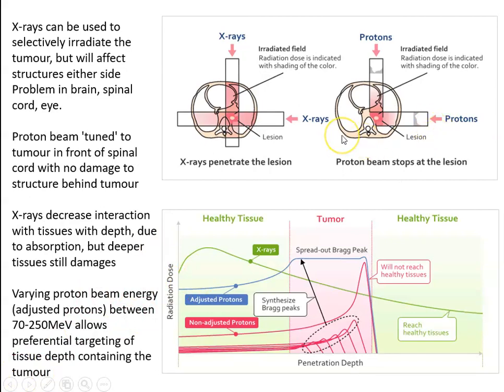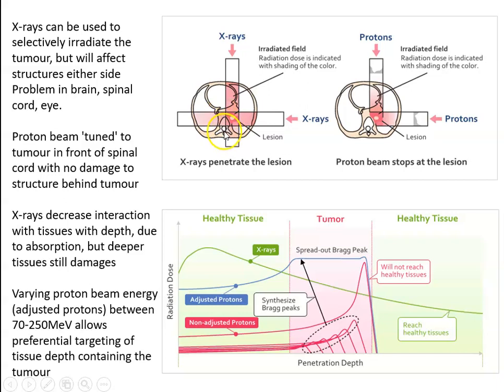And this is shown here, and it shows how different it is to X-rays. So if you've got a tumour sat in your spinal cord, you irradiate from this direction, irradiate from this direction, and maybe from this direction, a lot of those are going to hit the spinal cord here, and that's going to cause spinal cord damage. That's not what we want to do.